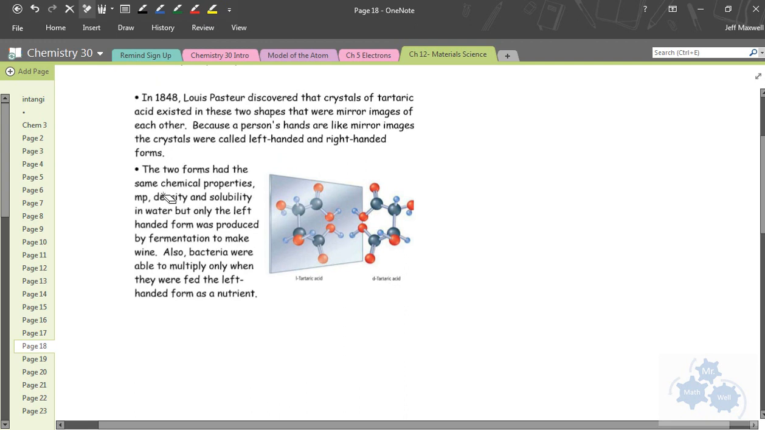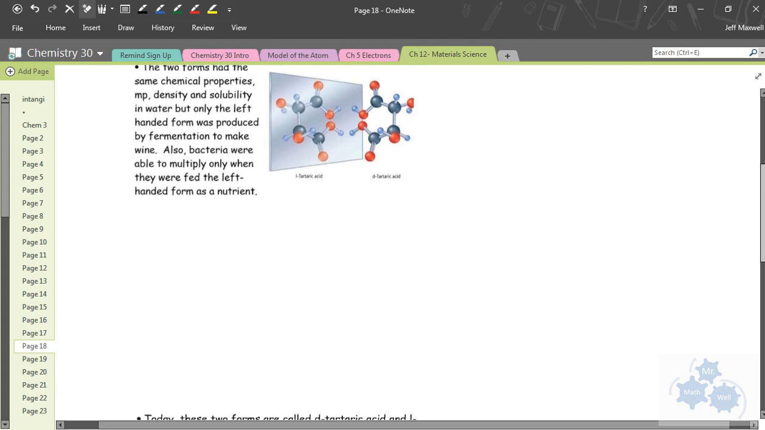Left-handed and right-handed. So the two forms have the same chemical properties, melting point, density, solubility in water, but only the left-handed form was produced by fermentation to make wine. Also, bacteria were able to multiply only when they were fed the left-handed form as a nutrient. So there are definitely different characteristics, even though they're not physical.